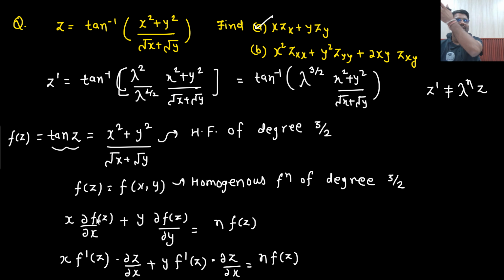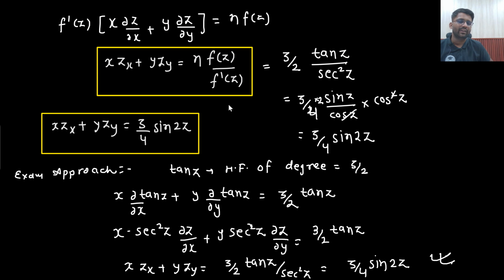F of z you will put here, f dash z would come outside, that will come common, that will come downward. So n f of z divided by f dash z. So it is not that difficult, I guess. Okay, so you can remember on your own.